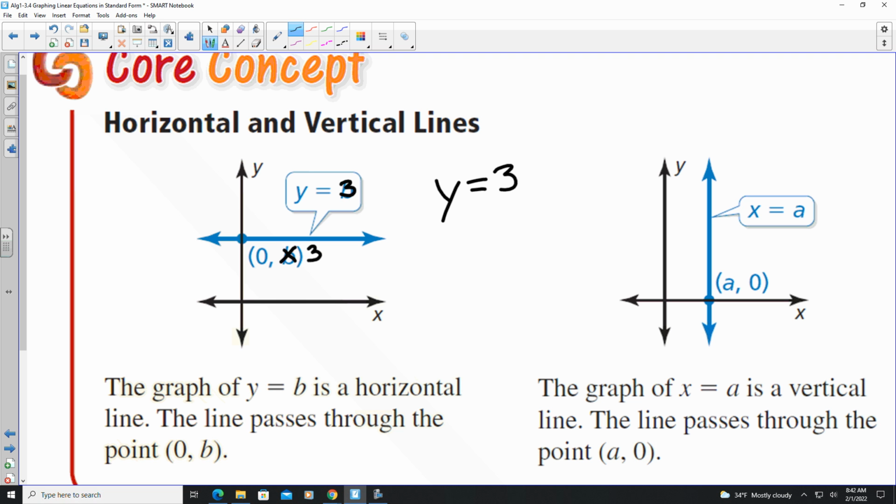Same idea for vertical lines. Vertical lines are going to have one variable, and that is going to be x. So let's just say that x equaled 3 in this case. That means this would now be 3 comma 0, and this is where my vertical line is going to be, at x equals 3. So when you just simply have y equaling a constant value, it's a horizontal line. Anytime you just have x equal to a constant value, it's a vertical line.